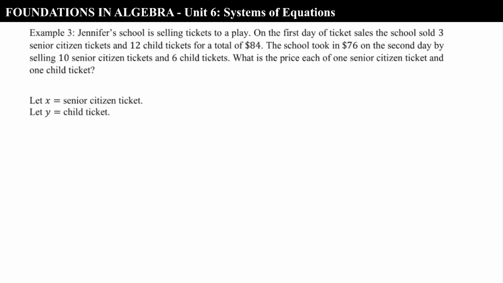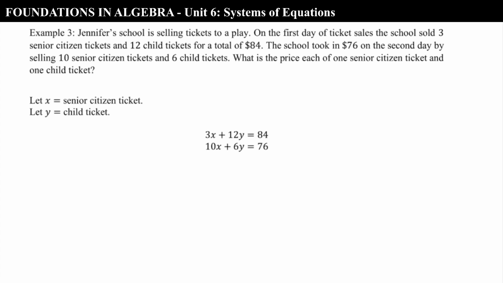Now in the second sentence, it says on the first day of ticket sales, the school sold 3 senior citizen tickets. So we made $3x in senior citizen ticket sales. So that's 3x plus 12 child tickets, so that's 12y, for a total of $84. So 3x plus 12y equals 84. In the second sentence, we sold 10 senior citizen tickets, so that's 10x, 6 child tickets plus 6y, equal to the total of $76. So now we have our two equations with our two unknowns.